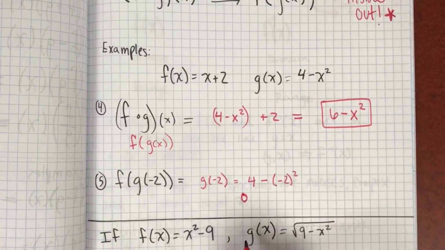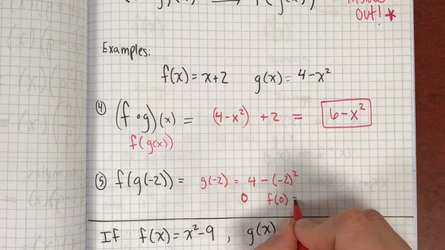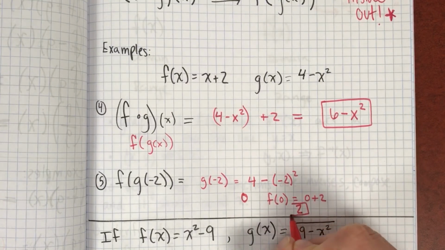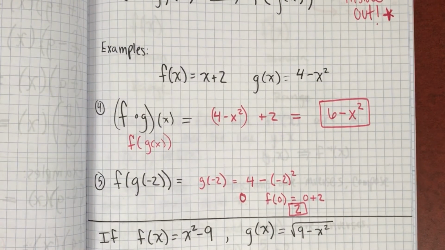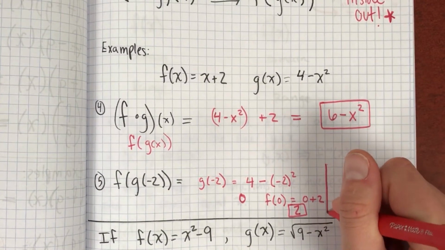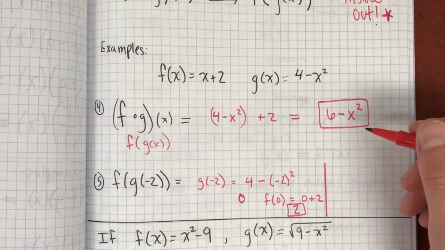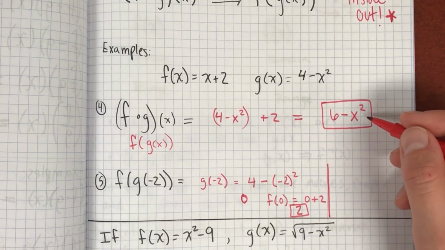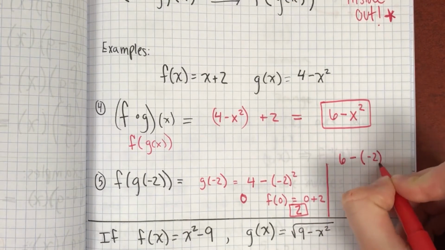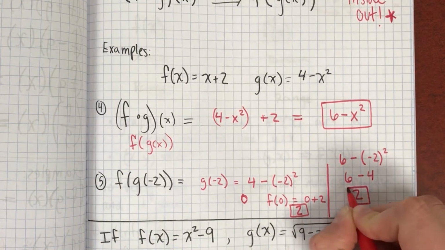And then I'm going to plug 0 into my f function. So I'm going to take f of 0, which would be 0 plus 2. So my answer would be 2. Now, another way that we could do this, because we found this composition right here, I can just go ahead and straight up plug my negative 2 into this, because this is what f of g of 2 is. So I could say 6 minus negative 2 squared. Well, 6 minus 4 is still 2.